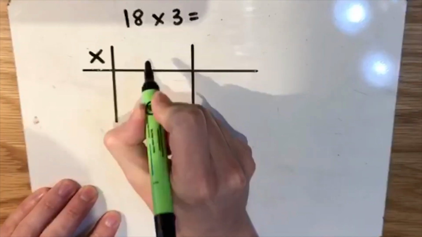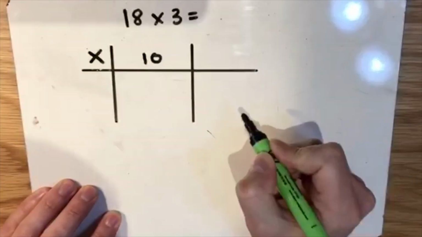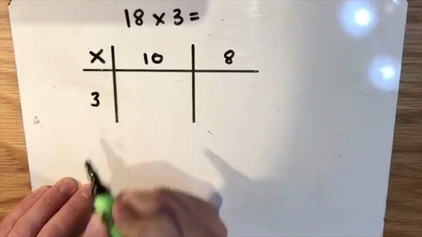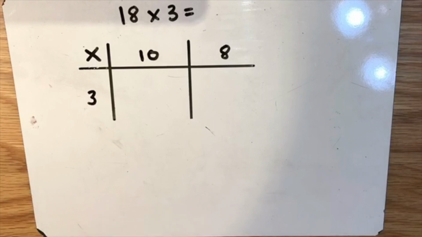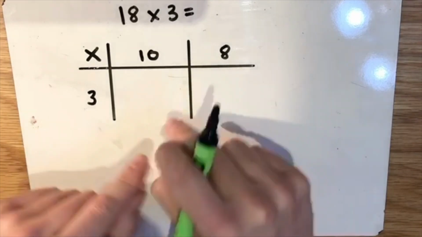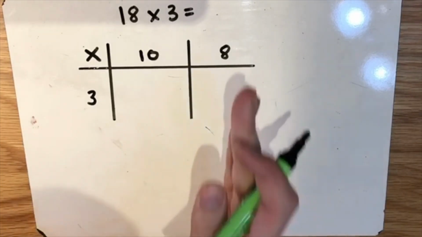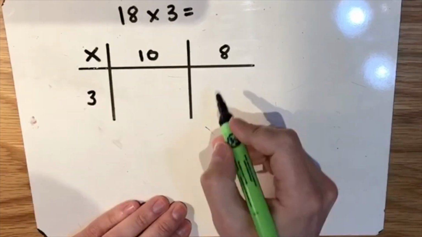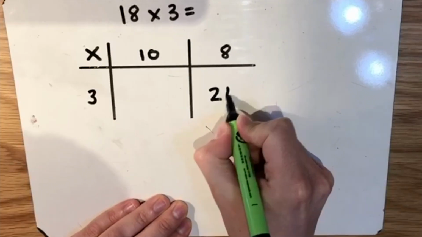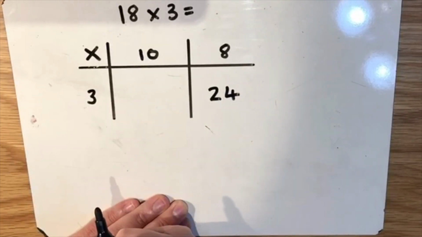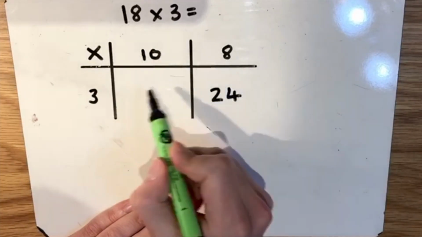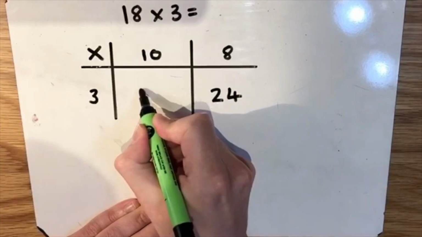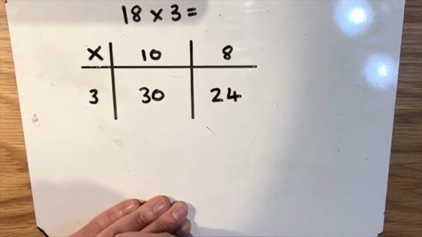So 18 has got 1 ten, so we put 10 there and 8 ones there, and that is multiplied by 3 there like that. Now we start off by multiplying the number pairs starting from the right hand side. So we go 8 multiplied by 3 will give us 24 in that box there. And then we move 1 to the left and look at the tens column, and we do 10 multiplied by 3 will give us 30.